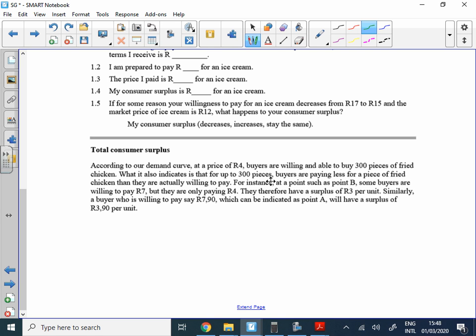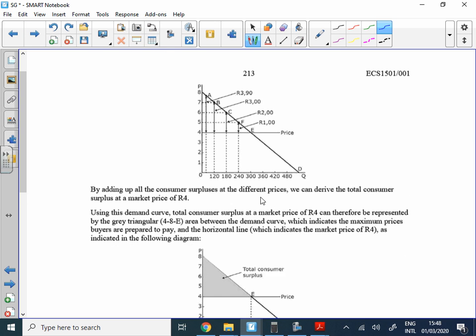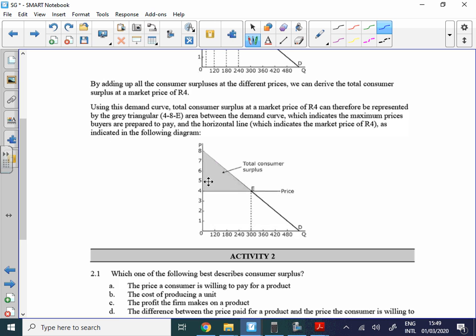So in this instance, that is just the general idea with your consumer surplus. We have a scenario here. They tell us at a price of 4 rand, buyers are willing and able to buy 300, for example. They say at a price, for instance, at point B, some buyers are willing to pay 7 rand, but are only paying 4. So they have a surplus of 3 rand. That's the idea as we go on to say what you are willing to pay and how much you actually paid. So at the end, we get this shaded region over here, which we termed as our total consumer surplus. Does it make sense?